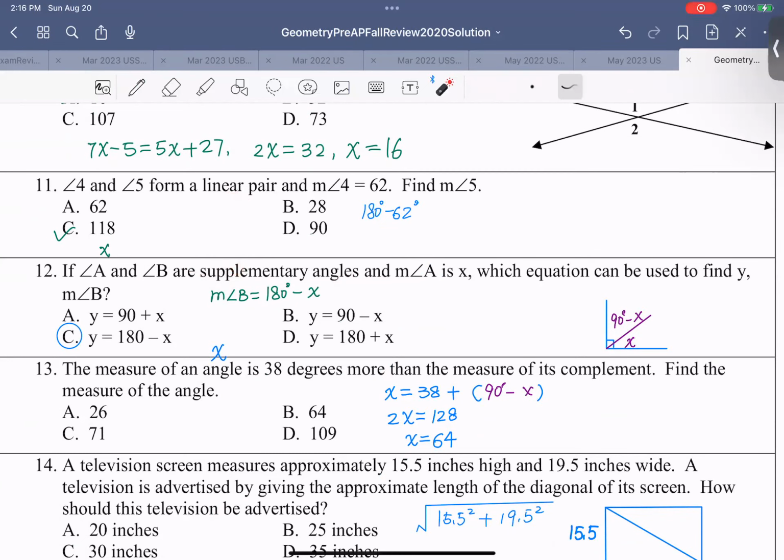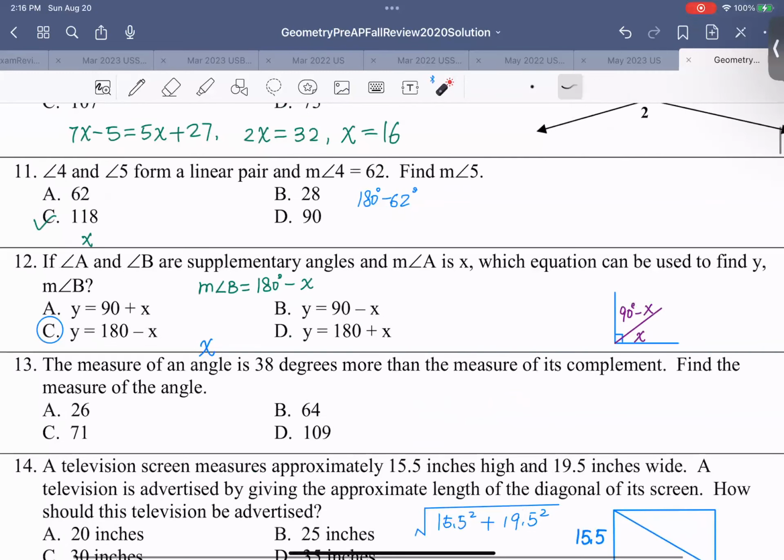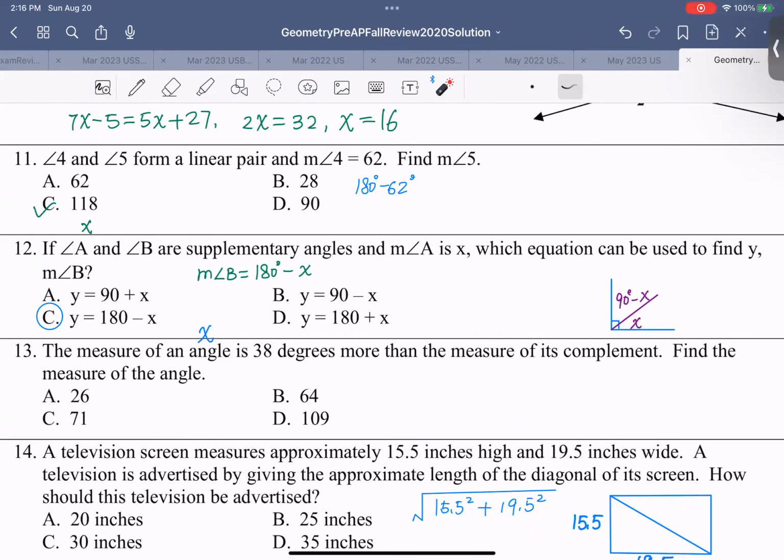When you see the words, you want to do the translation quickly. Number 13. Let's do the translation. I know many students don't like words problems. We are learning words problems right here. This one says what? The measure of an angle is 38 degrees more than the measure of its complement. Find the measure of the angle.